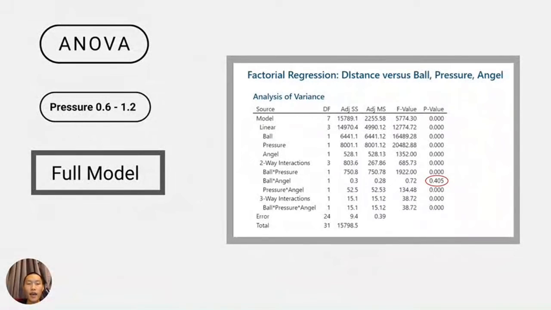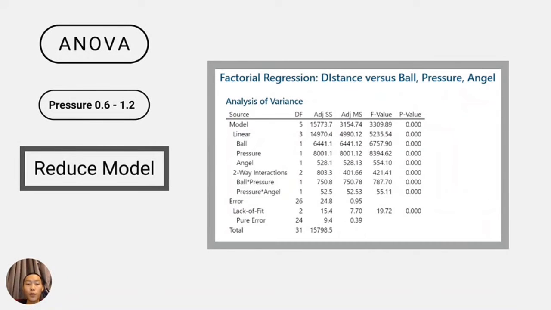In ANOVA, at pressure 0.6 to 1.2 full model, we will check the factors. In the two-way interaction, the ball and angle model is non-significant because the p-value is more than alpha. Then we make a reduced model. The reduced model removes the ball and angle model due to lack of fit.